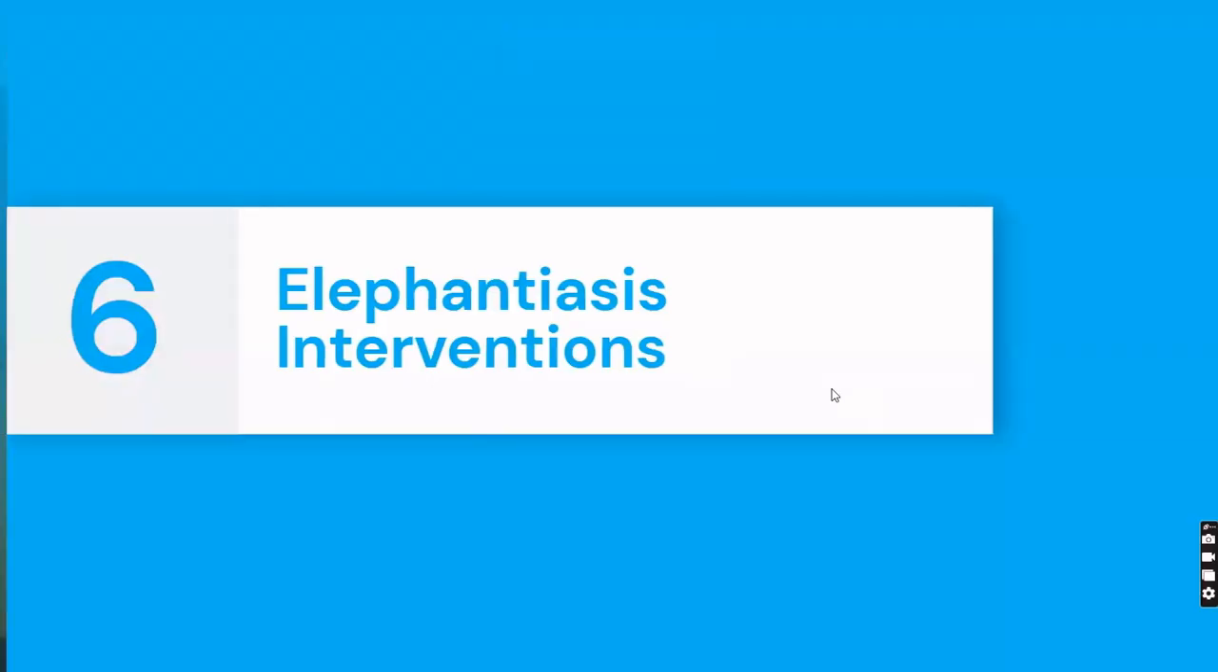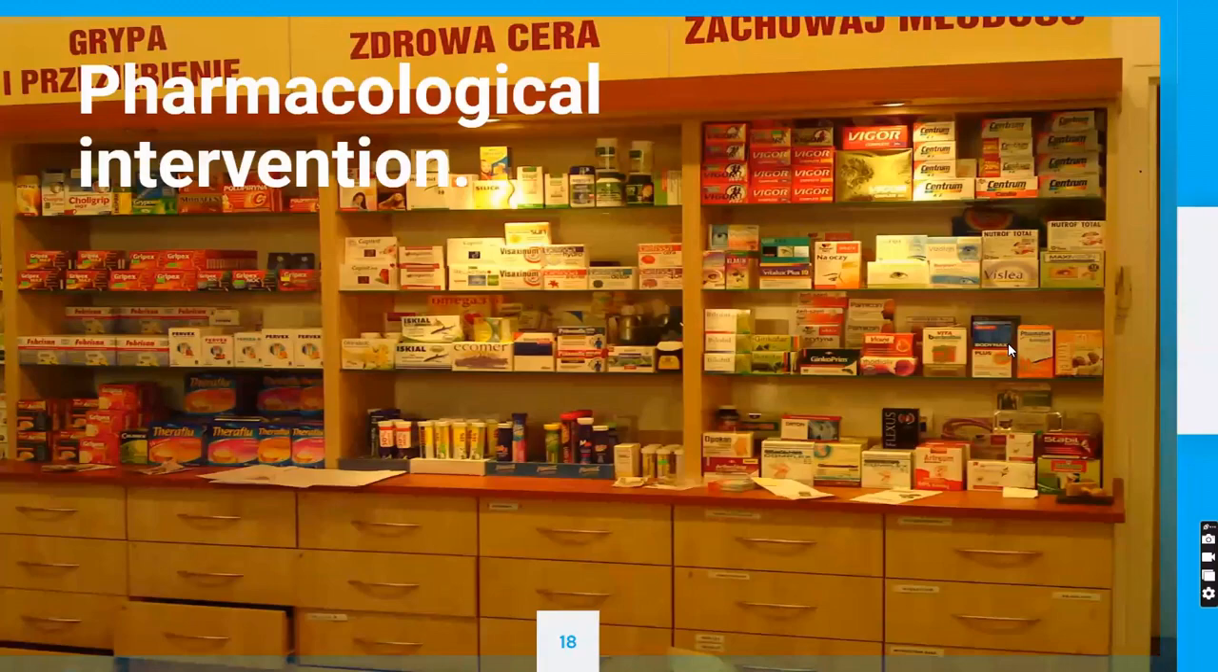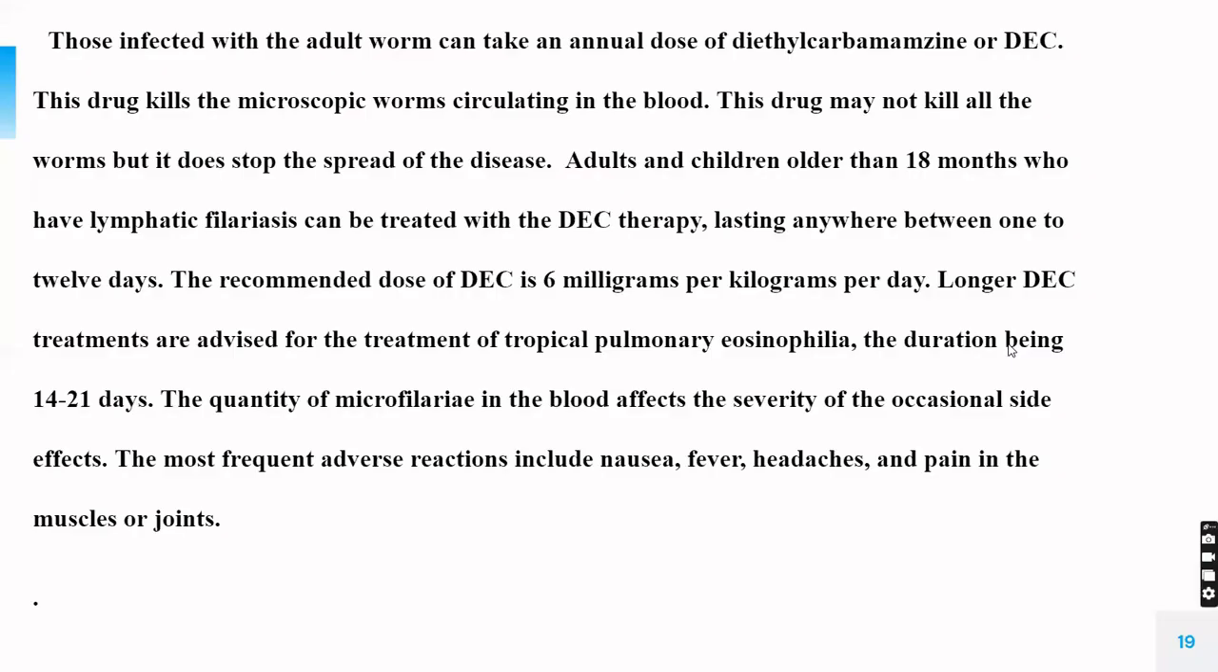Elephantiasis interventions. Pharmacological interventions. Those infected with the adult worm can take an annual dose of diethylcarbamazine, or DEC. This drug kills the microscopic worms circulating in the blood. This drug may not kill all the worms, but it does stop the spread of the disease.